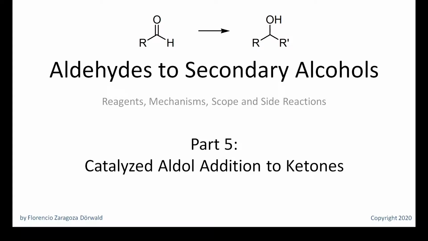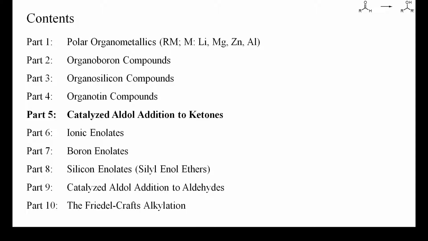Welcome everyone to part 5 of my series of presentations about the best methods for converting aldehydes into secondary alcohols. This video is about catalyzed aldol additions of aldehydes to ketones. By aldol addition, I refer to reactions between enolates and aldehydes that yield secondary alcohols, whereas aldol condensations generally refer to reactions between enolates and aldehydes that yield alpha-beta unsaturated ketones.